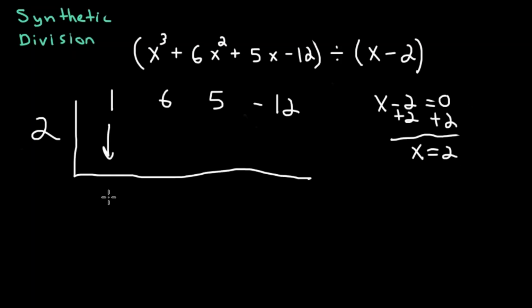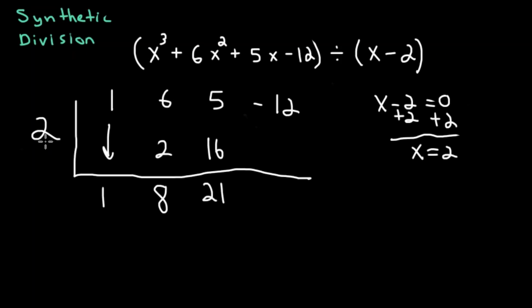So first we're going to bring this 1 down. 2 times 1 equals 2. We're going to bring that 2 over here. 6 plus 2 equals 8. Bring the 8 down here. Multiply the 8 by 2. 8 times 2 equals 16. Bring the 16 here. 5 plus 16 equals 21. So bring this 21 over here.